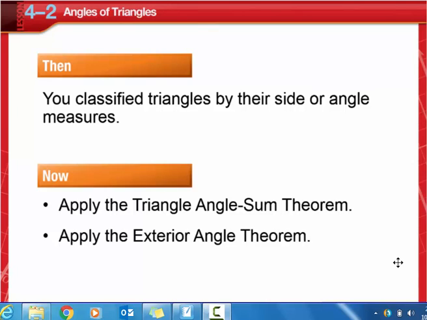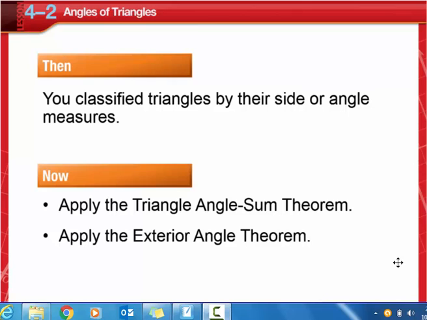Today's lesson is lesson 4.2, angles of triangles. Up to this point, we have talked about triangles and we've classified them by their sides, calling them equilateral or possibly scalene or isosceles. And we've also used their angle measures, like a right angle, or we call them equiangular, or even obtuse.